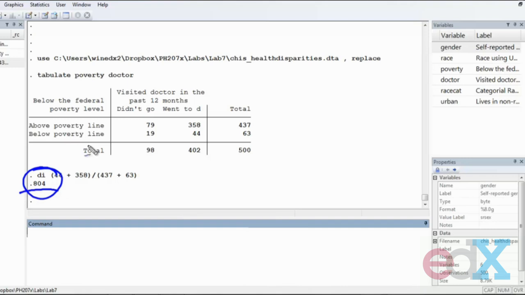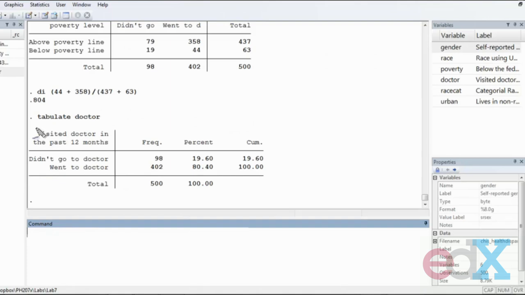So that's under the null hypothesis that P1 and P2 are equal. If you remember from the previous tutorial, we also could have just run the command tabulate doctor. And so what this does, when we don't stratify, is it just pools the two groups together, and we find the same estimate of the pooled proportion.